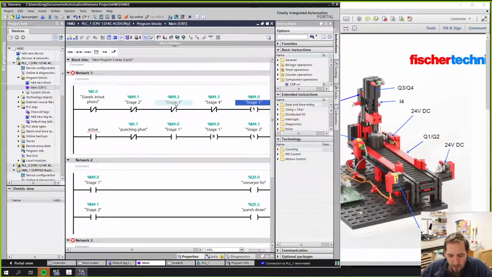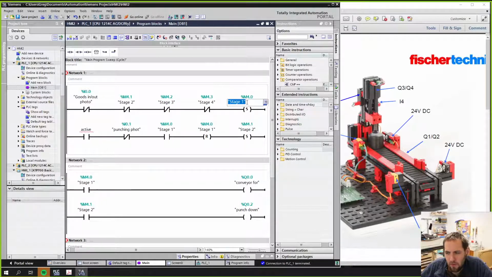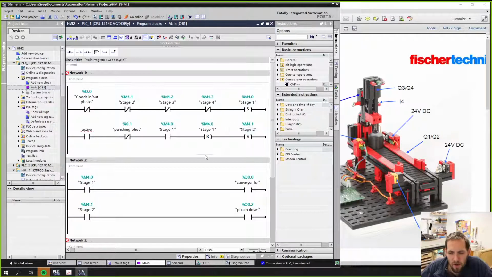For it to do stage 1, which I'm going to call conveyor forward, and you could call this conveyor forward stage, whatever you want to call it. I just like stage 1, stage 2. Maybe have a list that you keep somewhere that says stage 1 is conveyor moving forward, stage 2 is punch down, stage 3 is punch up, stage 4 is this. All right. And you guys can have a whole other stage.